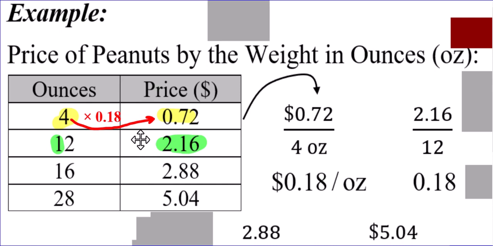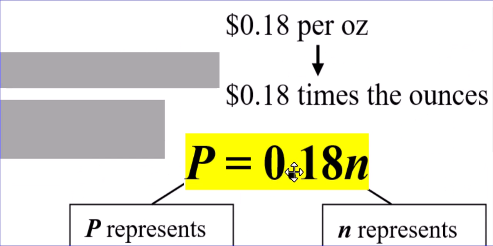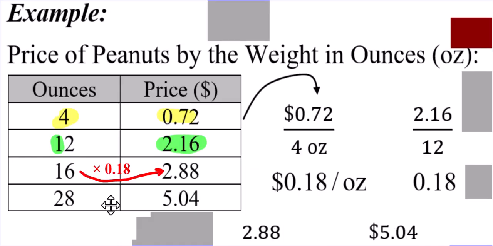You can check this in the calculator right now. 4 times 0.18 gives us 0.72. 12 times 0.18 would give you 2.16. This is what this equation is trying to show you, that 18 cents, 0.18, times the ounces will always equal the price of the peanuts. That continues to work time and time again in this chart.